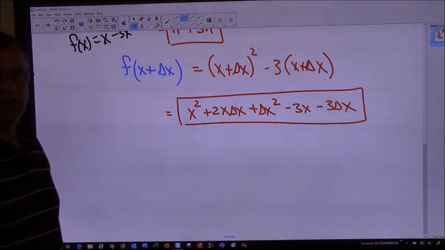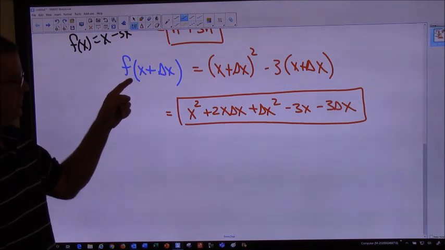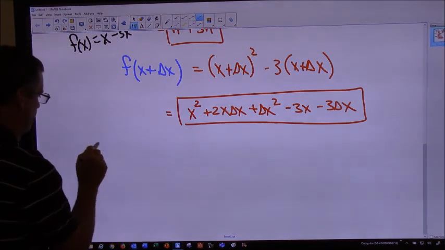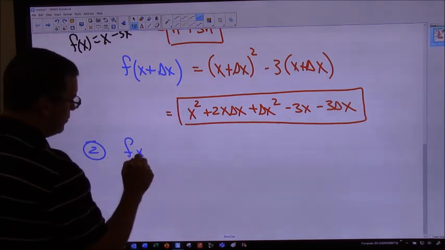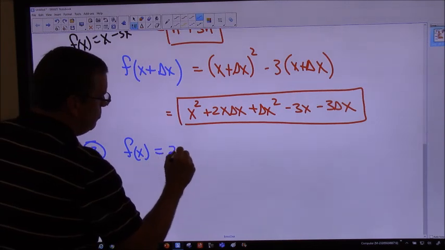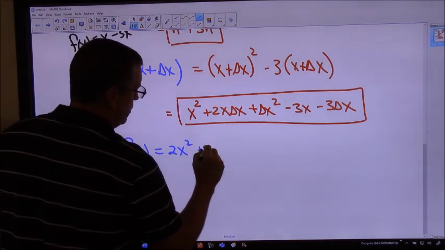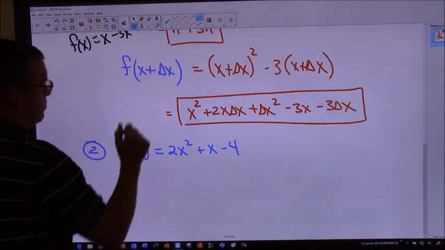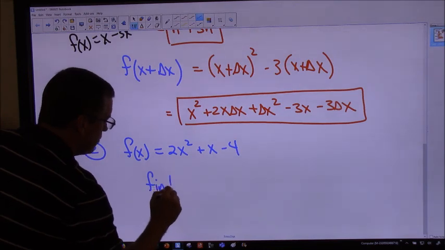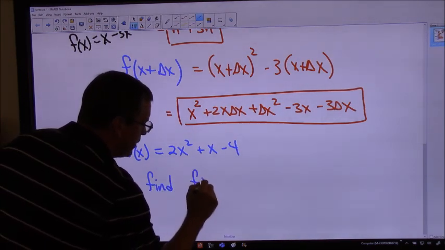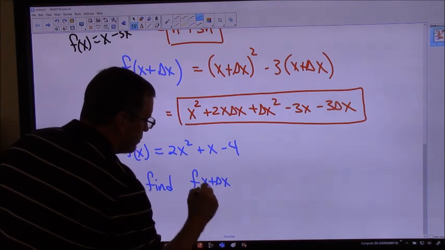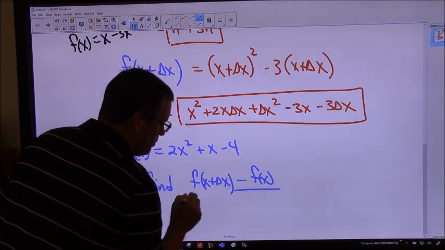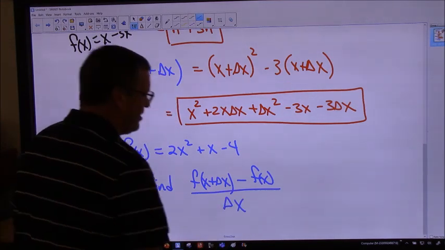All right, I'm going to give you another one here that's even uglier than that, and there is going to be some stuff we can do at the end. So let's try this one. This time, f of x equals 2x squared plus x minus 4. And what we want to do is find f of x plus delta x minus f of x, and then divide that whole thing by delta x.